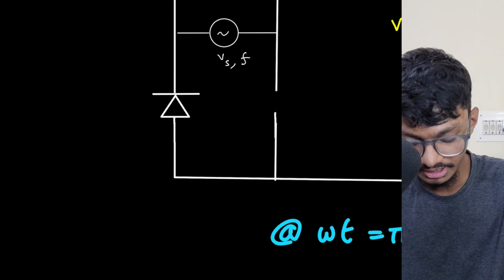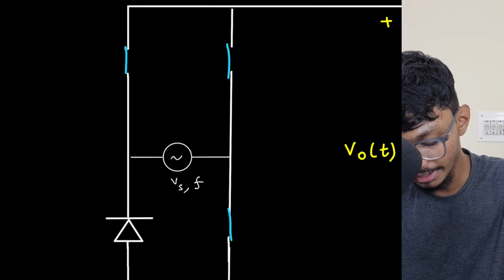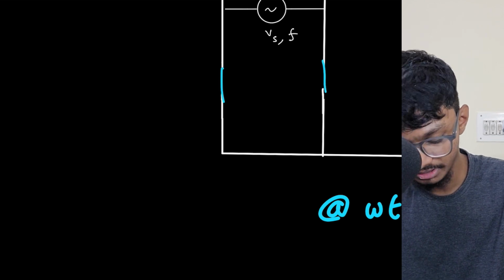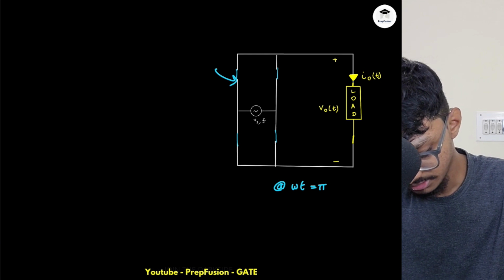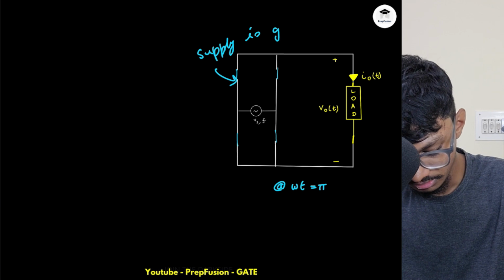And what is the other condition? D4 and D3 will turn on because I am from pi to 2 pi. In the pi to 2 pi region, they will turn on. So what is happening? My supply is getting short circuited.